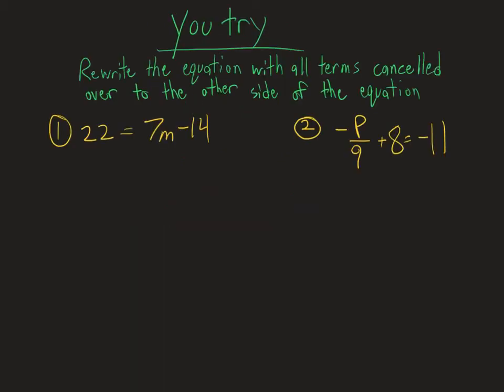Okay? Let's look at this. You guys rewrite the equation with all terms canceled to the other side of the equation. So you don't even need to solve. I just want you to move those 3 and rewrite it so everything is on the opposite side, and then I'll do it right behind you. Pause me and go.